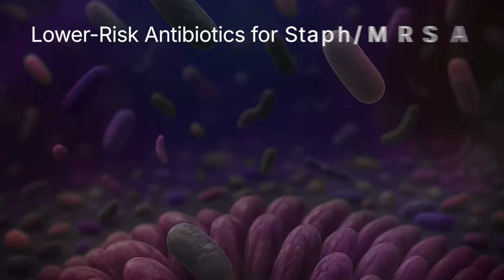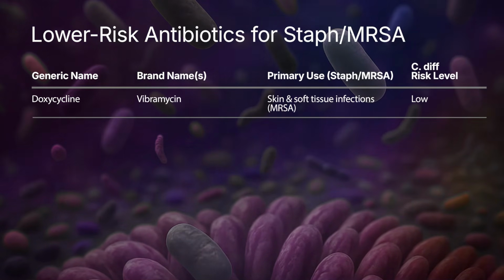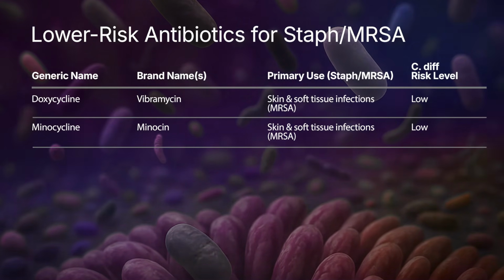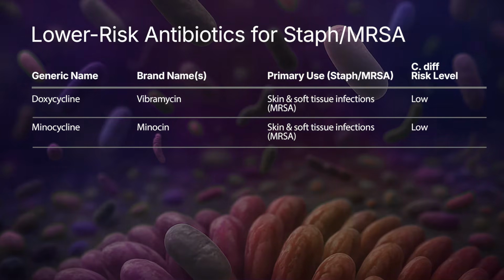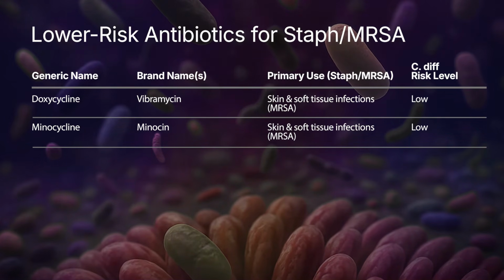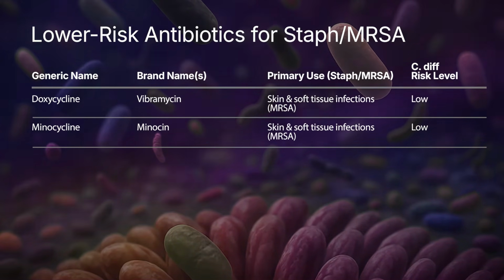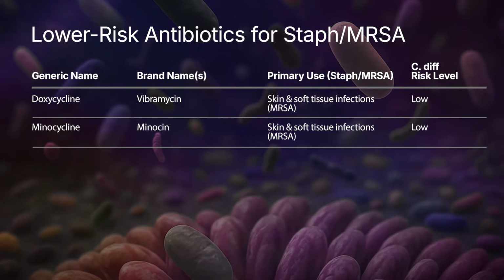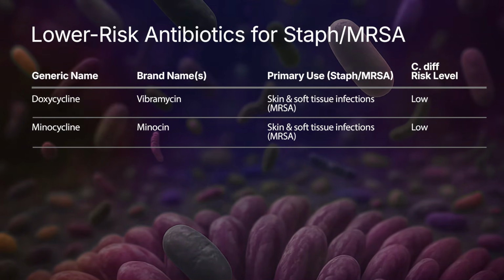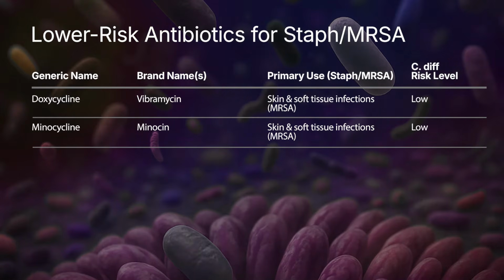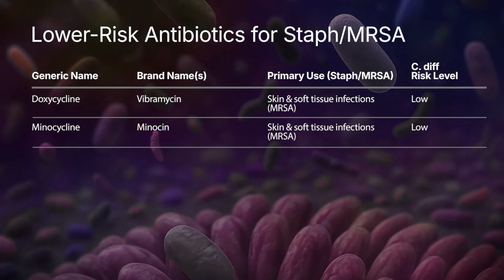So I also want to include some information here, if you are dealing with MRSA or staph, about what some of the lower risk antibiotics are for those infections. One of the first lower risk antibiotics is tetracyclines, if the staph is susceptible to it. That can include doxycycline and minocycline. These both tend to show lower C. diff association compared with drugs like clindamycin or broad cephalosporins.